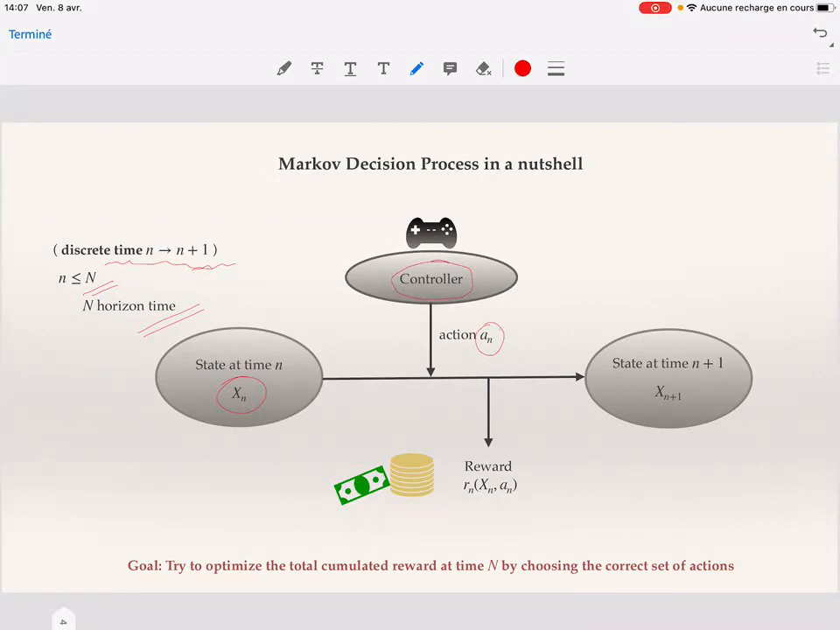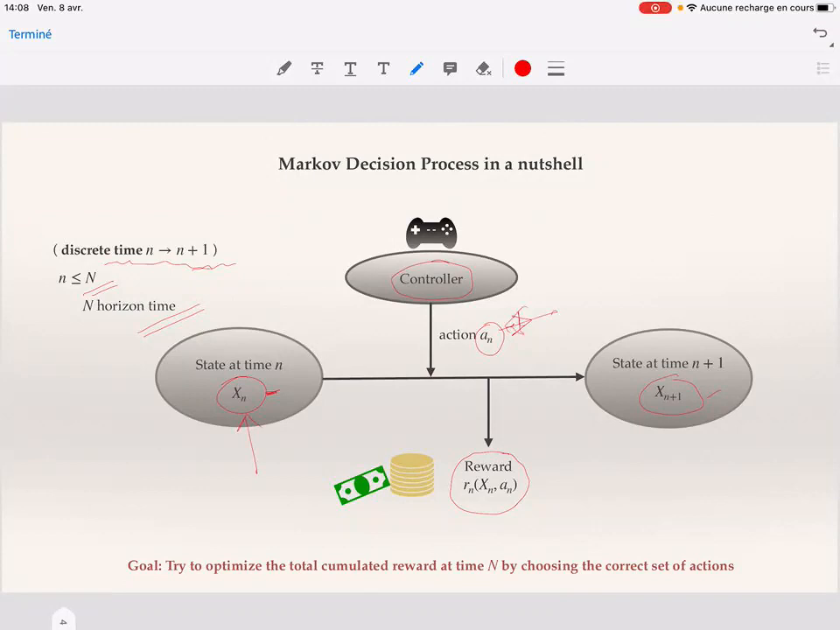This action can be random and follow some specific law. And due to this action, your state xn will be transformed into a new state xn+1 at time n+1, because you are doing this action an. And when you do this action an, the agent receives some reward, denoted by Rn at time n, which depends on the previous state and on the action which is performed.